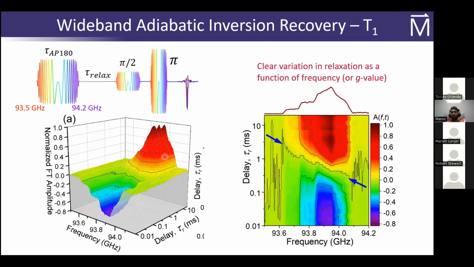Now, if we plot a 2D false color plot, we can see that different parts of the spectra pass through the zero point at different times. That means there's a clear variation of relaxation as a function of frequency or the g values. And we also notice some inflection points across the nitrogen hyperfine components.